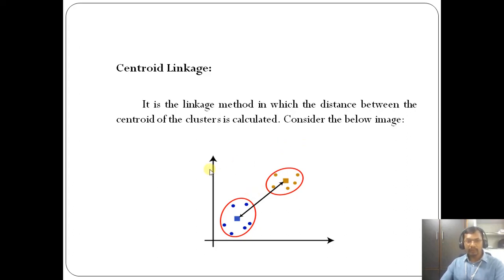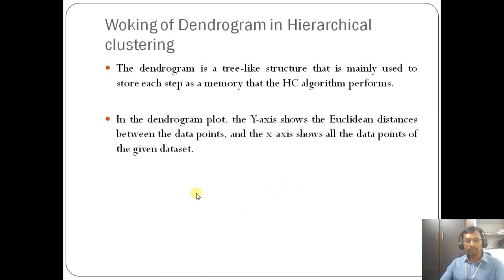After all the clusters are merged into a single cluster, we have to know how to create a dendrogram tree. A dendrogram tree is a tree-like structure mainly used to store each step as a memory in the hierarchical clustering algorithm. In the dendrogram tree we have two axes. One is the y-axis, which shows the Euclidean distances between the data points, and the x-axis shows the data points of the given data set.